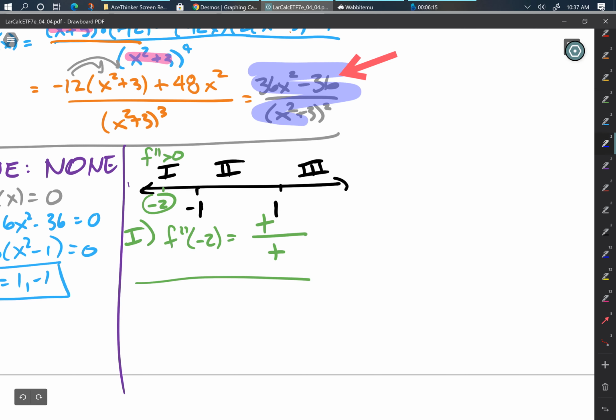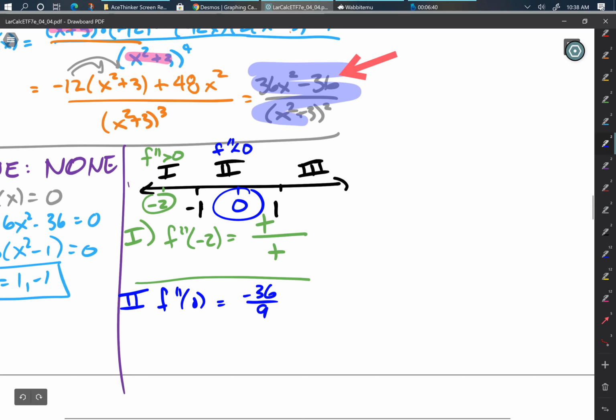Okay. Now let's check interval number 2. And I'm going to be just as lazy here. I'm going to use 0. Okay? And so when I plug 0 into that thing, when I find f double prime, the second derivative at 0, I get -36 over 9, or a negative value, which means we are then less than 0. Okay? Interval number 3.